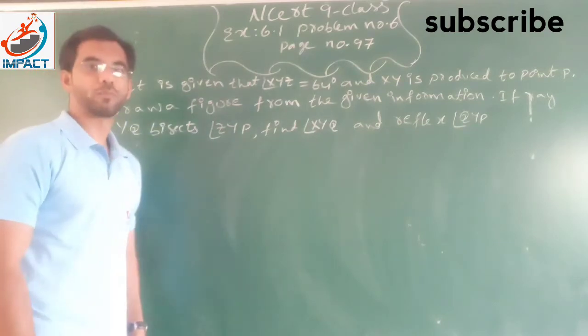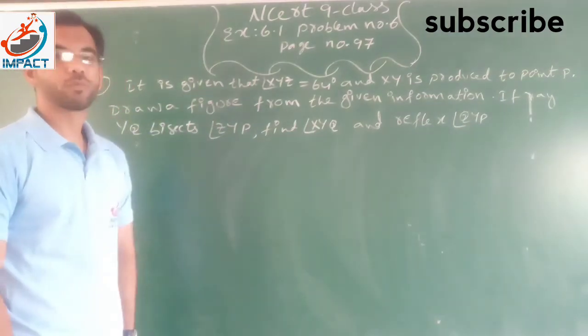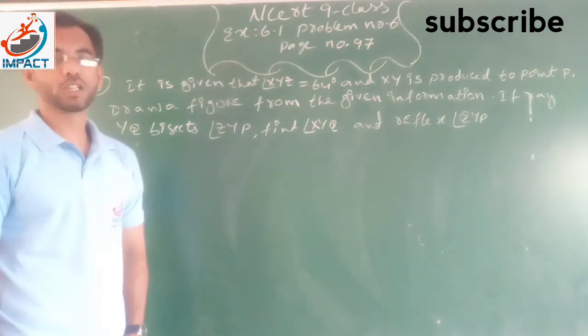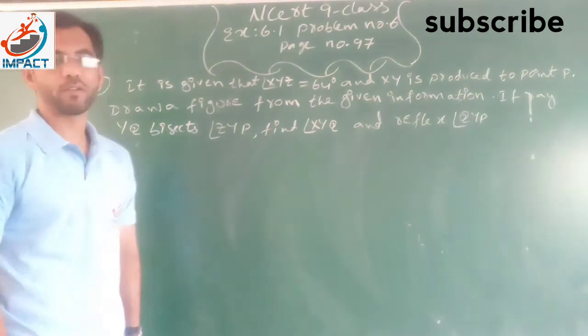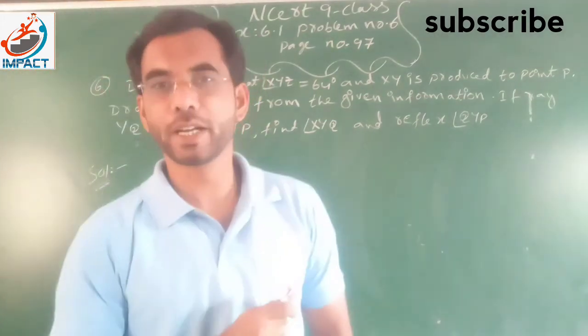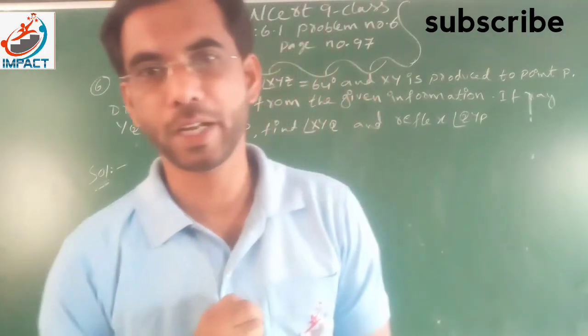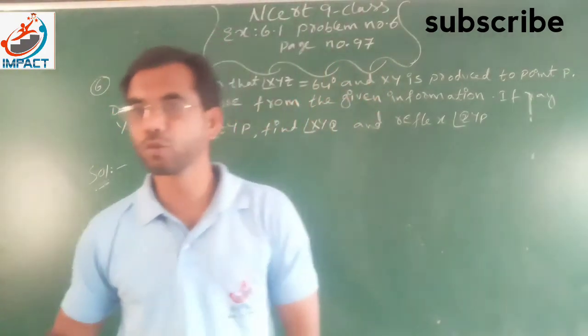Today I am going to explain NCERT 9th class exercise 6.1 problem number 6, which is on page number 97. In this question it has not given a diagram to us. We are going to find out the diagram. First of all we are going to make the diagram, and after that we are going to solve the problem.